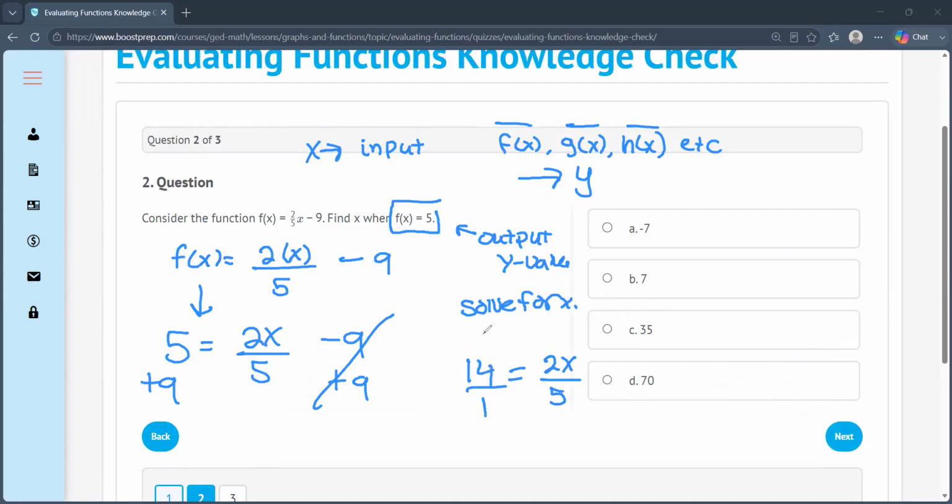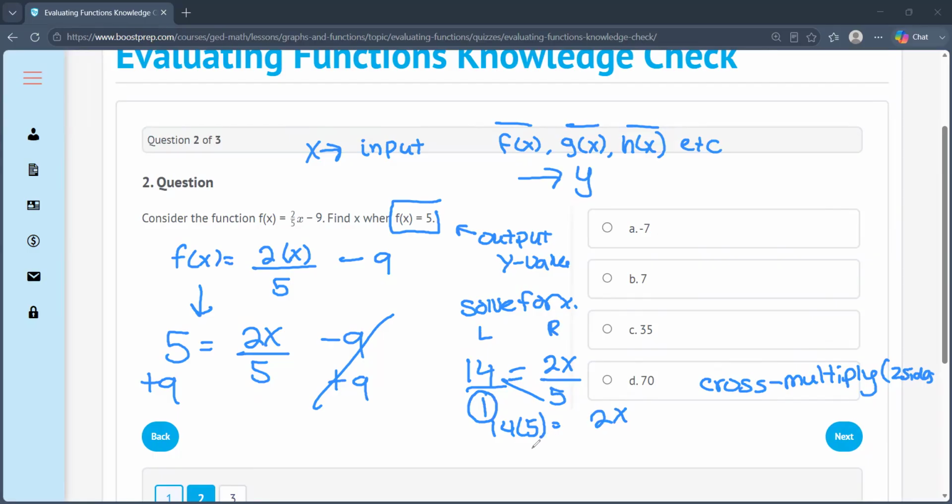Okay, 14, or 14 over 1. Now, because you only have two sides, the left and the right, you may cross multiply. Remember, cross multiplying only works if you only have two sides. It will not work if you have three or four. So I'm going to cross multiply: 14 times 5 equals, and this is why I put that invisible one, because 1 times 2x is 2x.